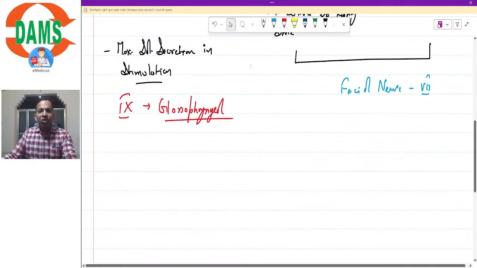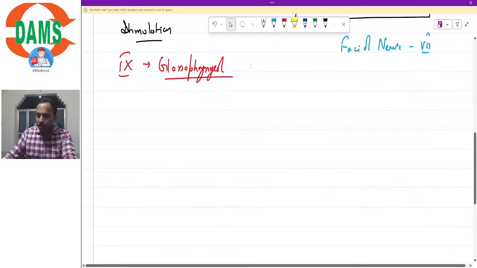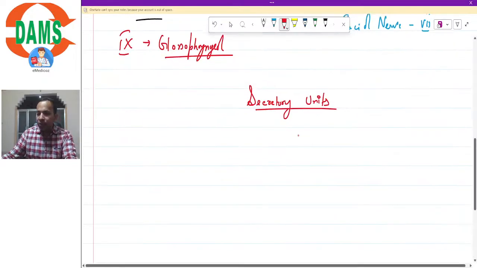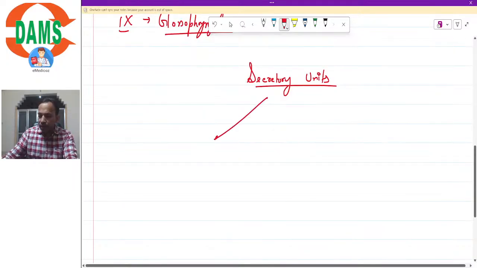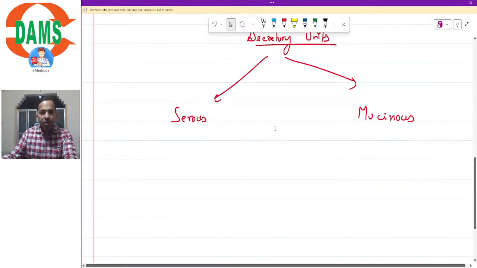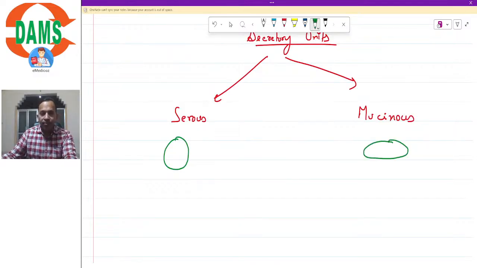Apart from these, as you would have noticed, these glands are either serous or mucinous, right? So there are two different types of secretory units. And what are these two different types? A serous and a mucinous. The serous secretory unit is spherical, whereas the mucinous secretory unit is oval, right?